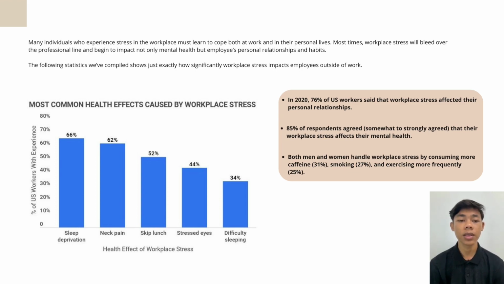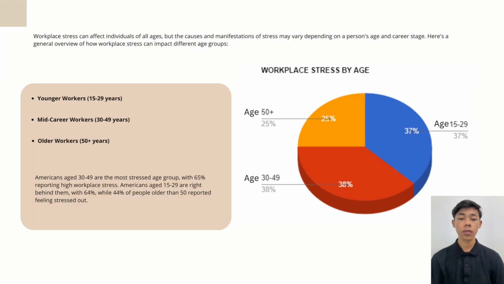For the last point, both men and women handle workplace stress by consuming more caffeine, 31%, smoking, 27%, and exercising more frequently, about 25%. Okay, next slide, we can see the pie chart. This pie chart is about workplace stress by age.